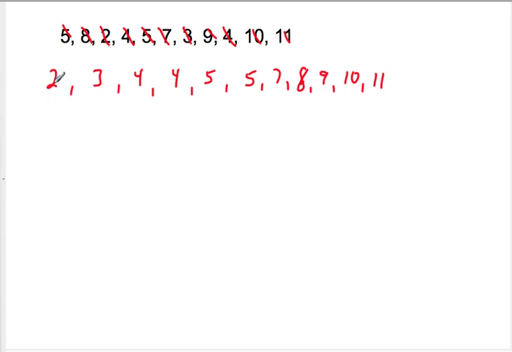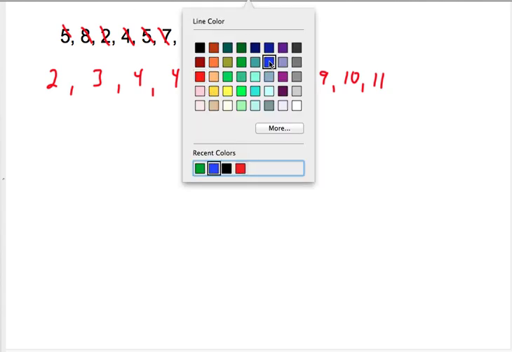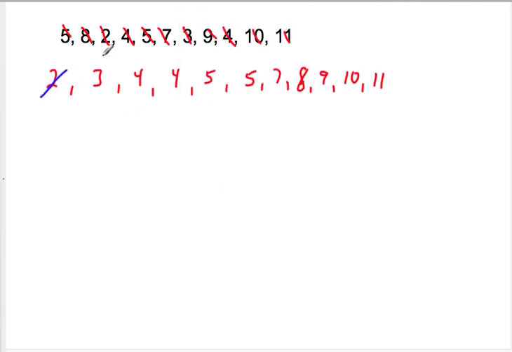So this is going to be the least value at 2. We don't need to write that, that's pretty obvious. So let's find the median. We're going to need to cross out some values here: the 2, the 11, the 10, the 3, the 4, the 9, the 8, the 4, the 5, the 7, leaving us with a median of 5.